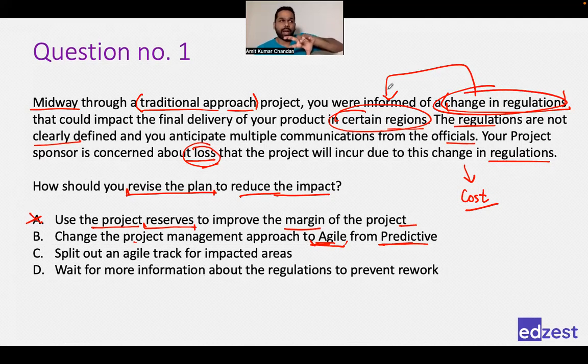So it is not going to impact my whole set of project, but a part of it. Okay, now that is my understanding, then why should I change the entire approach to agile from predictive, right? Maybe what I can do is take out that part which is not clear and manage it in an agile fashion. Okay, so B looks like a poor option, I would say.